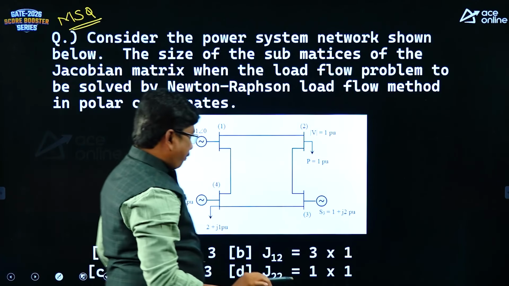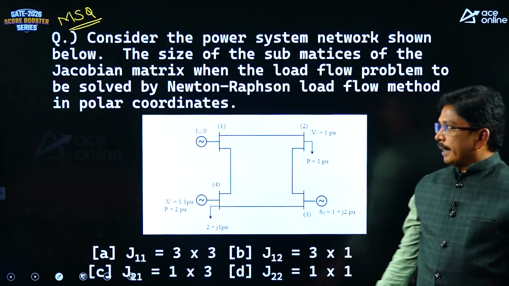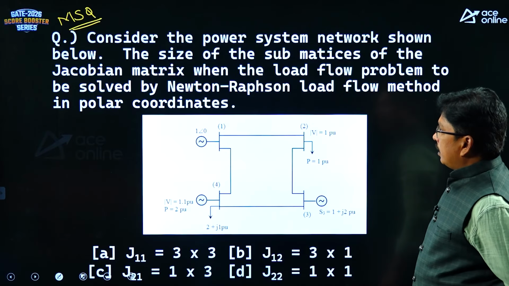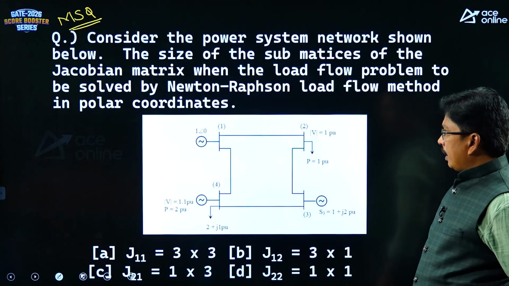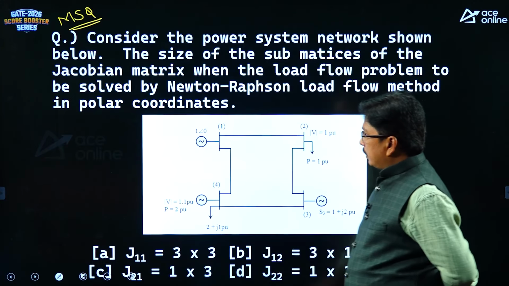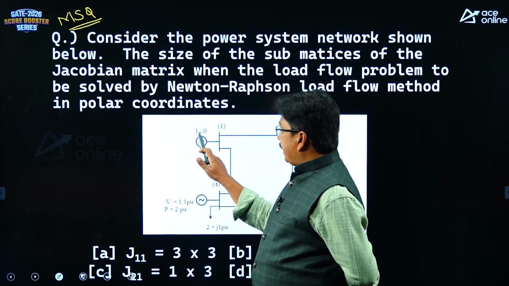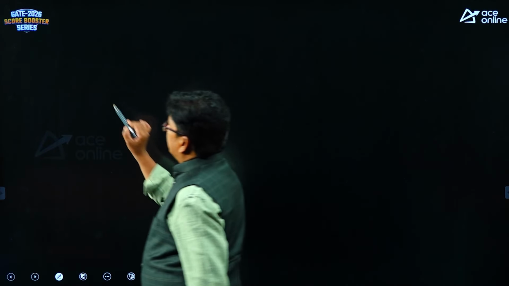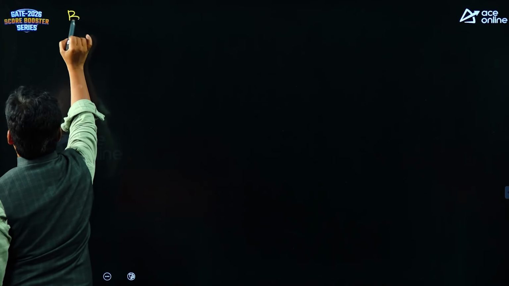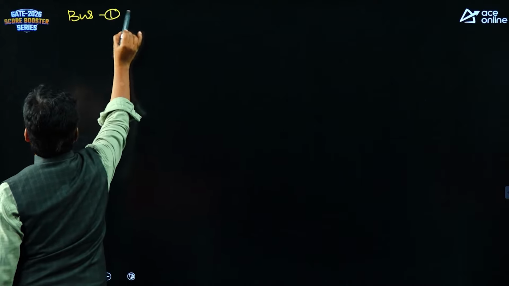It is also MSQ. See clearly. First of all, to solve this problem, first do the bus classification. What is bus 1? At bus 1, voltage magnitude and angle are known. So bus 1 is a slack bus.